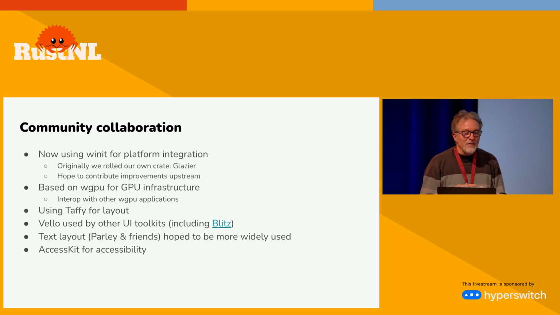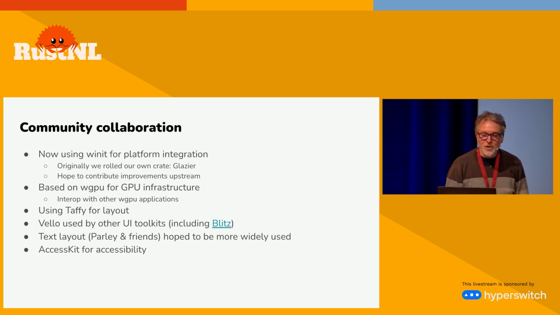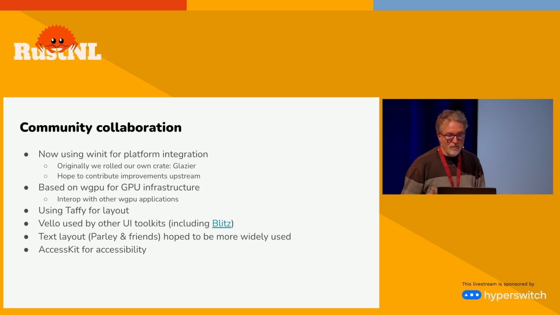Another characteristic of our project is we're really focused on working with the community, collaborating with a lot of other great projects that are out there. So as I mentioned, we have switched to using Winit for our platform integration. Previously, we had our own crate because we thought, maybe we can do these things a little bit better, but we've really decided we're going to be working with Winit, and we're going to be trying to do our improvements into Winit so that it can benefit the entire Rust GUI ecosystem and not just our project.